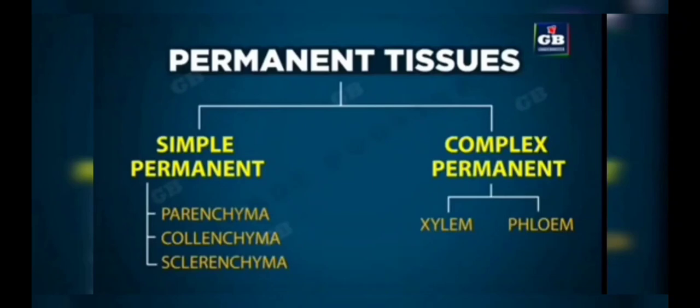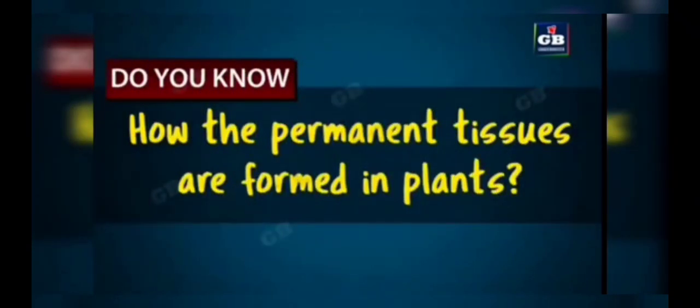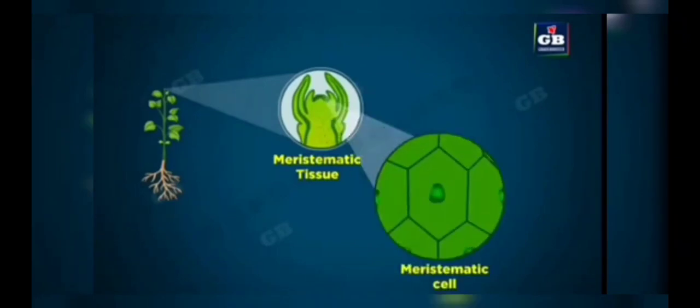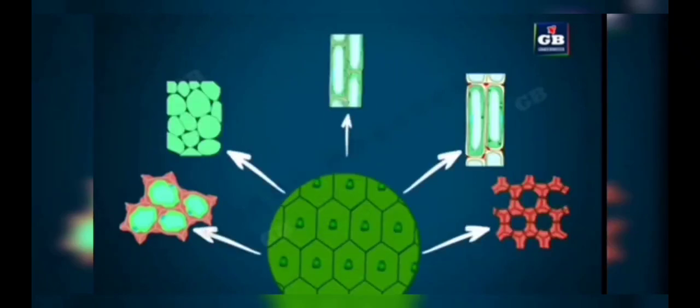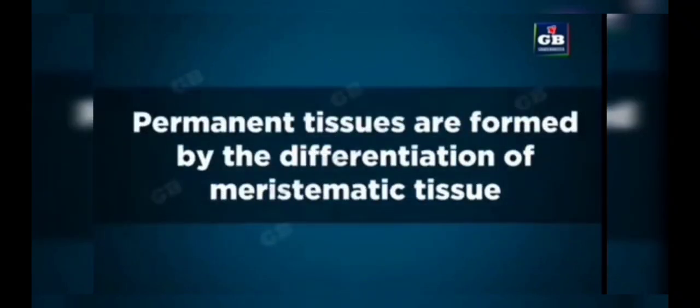Now let us know about permanent tissues in plants. Do you know how the permanent tissues are formed in plants? We learned about meristematic tissue, which is a dividing tissue. The cells of meristematic tissue divide continuously. If these cells stop dividing, take a specific shape and specific function, they form permanent tissue. So, permanent tissues are formed by the differentiation of meristematic tissue.